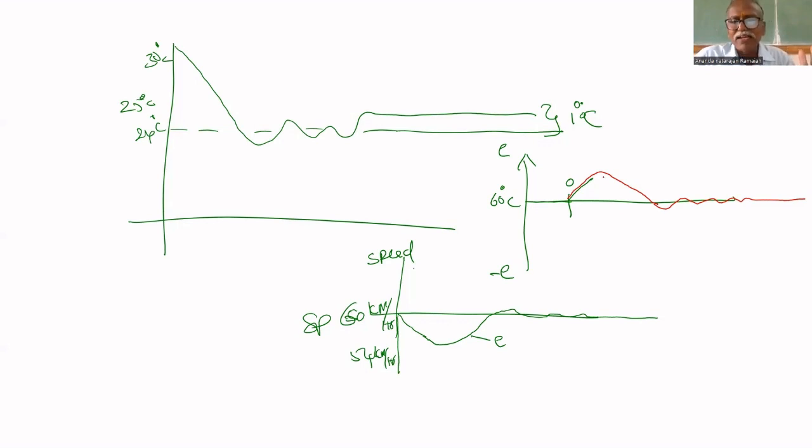Because of wind, it deviated and the controller takes necessary action. That's why it comes to 60 kilometers per hour. Sir, not 60 degrees centigrade, 60 kilometers per hour. It came again to 60 kilometers per hour. Set point. Can you tell the additional controller output is proportional to what?